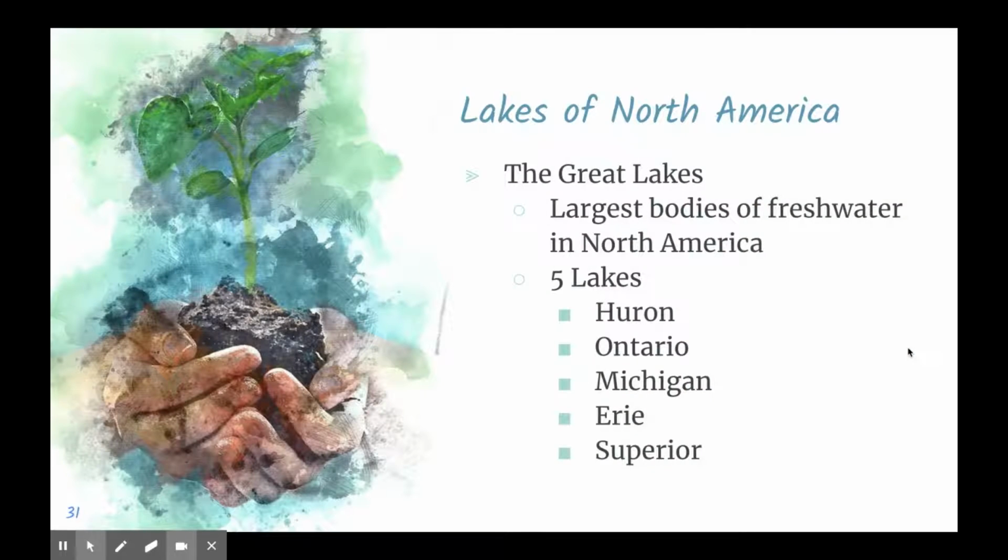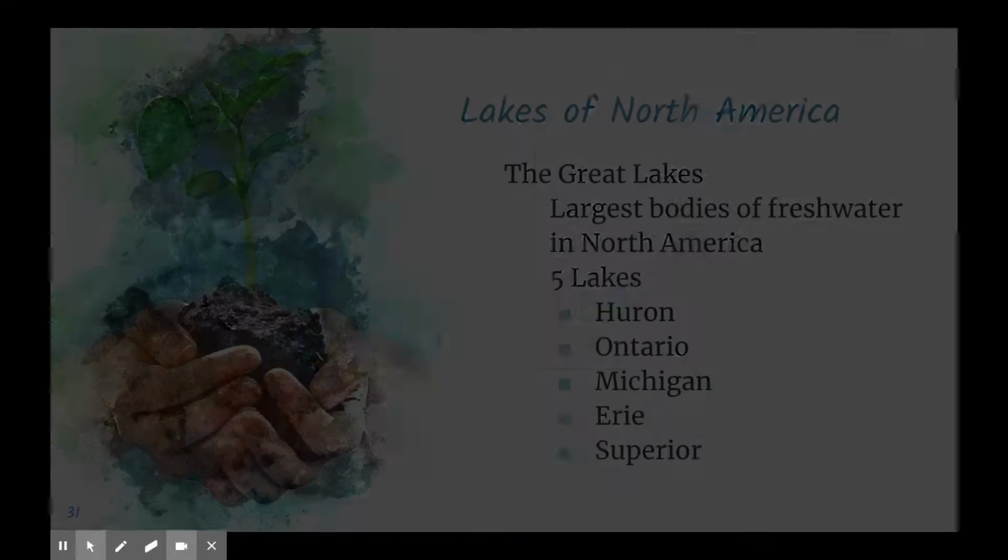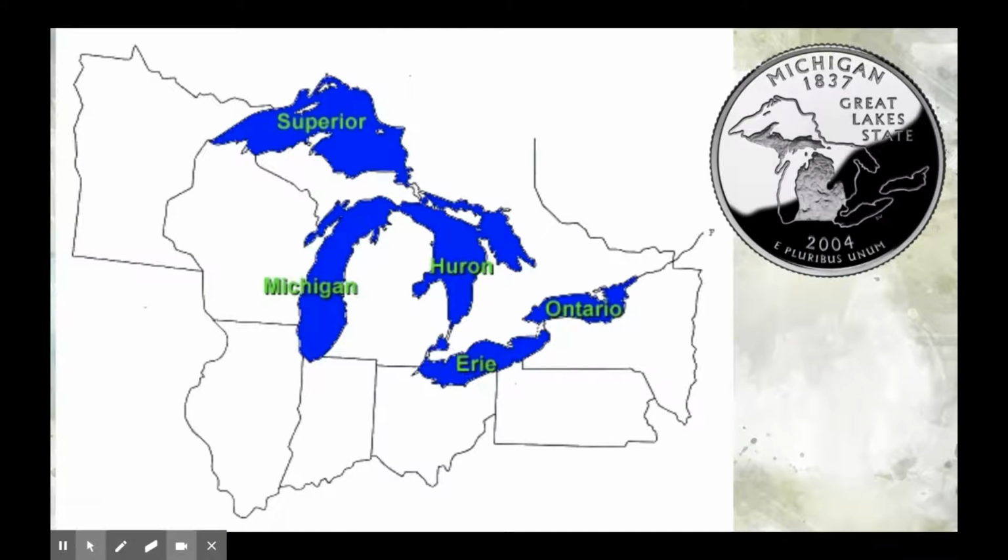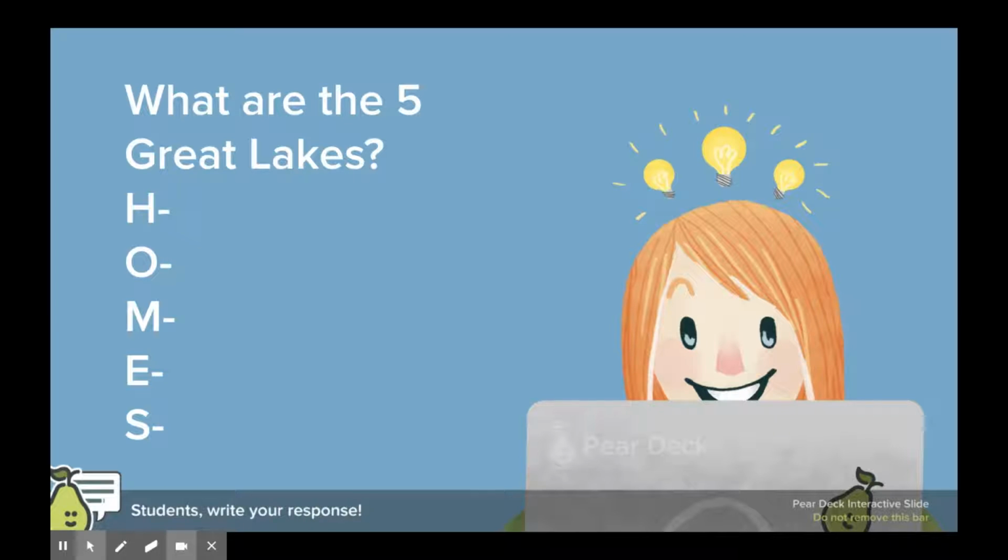The Great Lakes, like I said before, there are 5. They are the largest bodies of fresh water. You have Lake Huron, Ontario, Michigan, Erie, and Superior. And they are located around Michigan. Michigan is actually known as the Great Lakes state, as all of them touch the state. So what are the Great 5 Lakes again? Go to your Pear Deck and then come back.